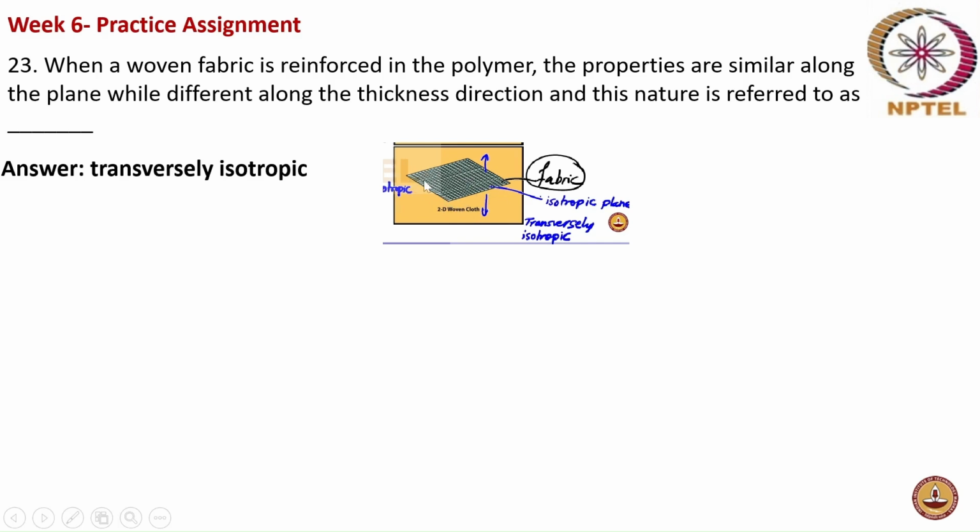So in the transverse direction, there is a uniformity in the property because it's a woven fabric, a two-dimensional fabric. So the properties along the plane will be the same, but along the thickness direction, it will be different because it is more of a polymer-polymer interaction than the interaction with the fiber. Whereas in the transverse direction, there will be polymer and fiber taking up the load. Okay, so that is why it is transversely isotropic. The properties will be the same in the transverse direction, whereas in the thickness direction, it will be different.